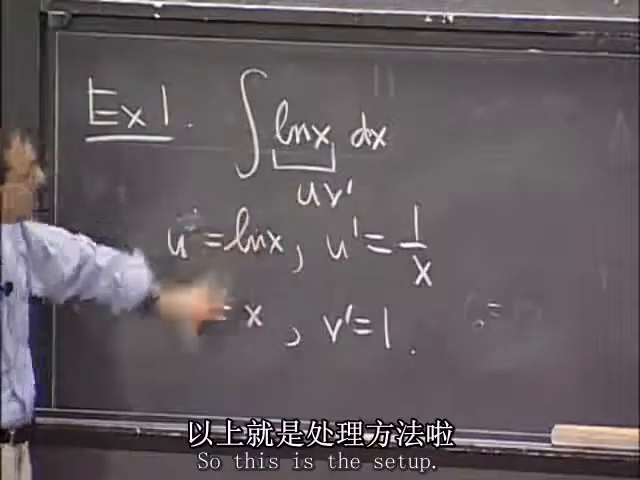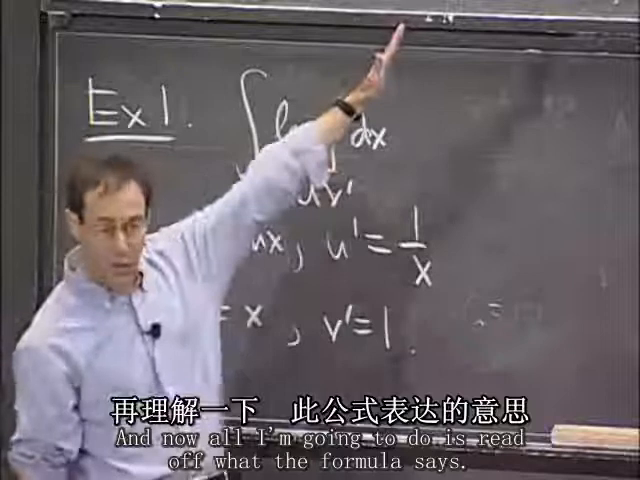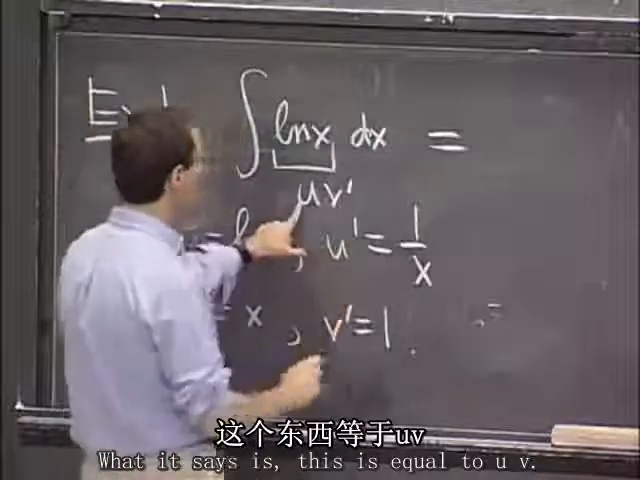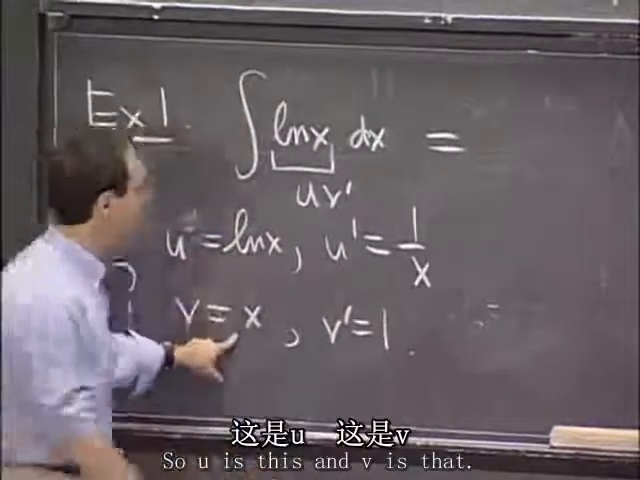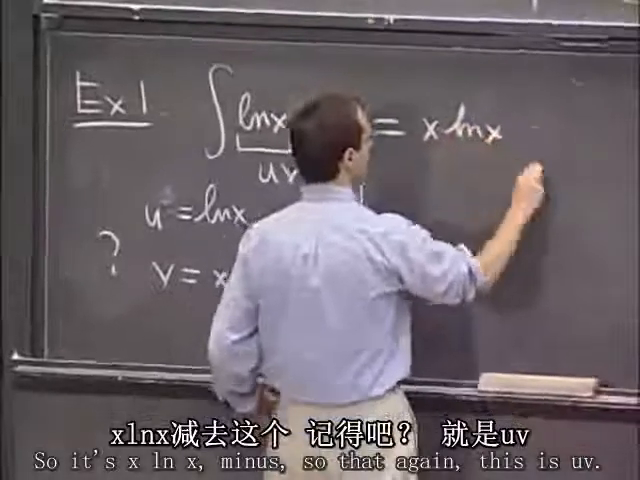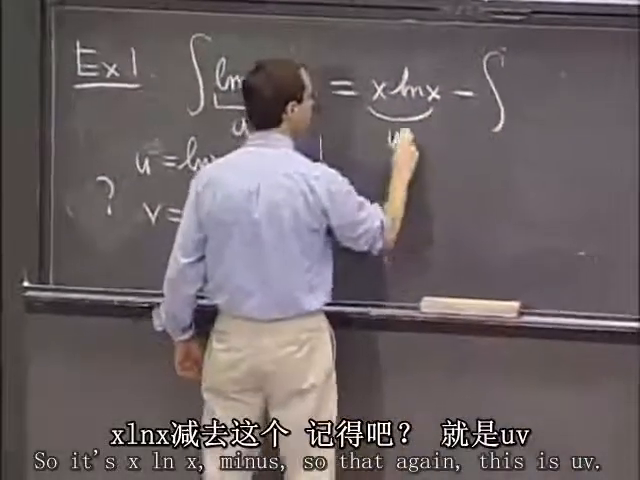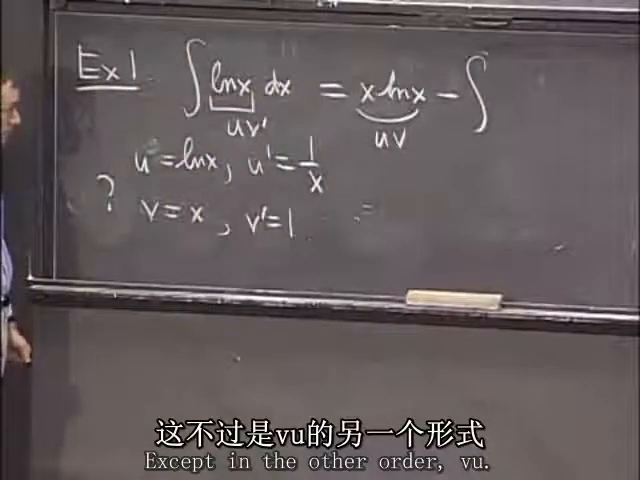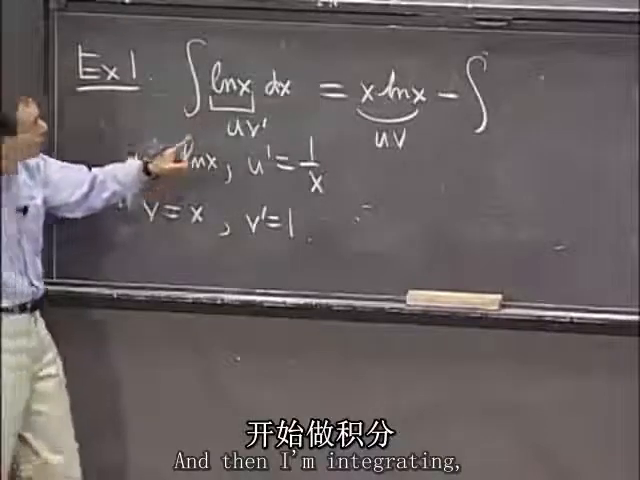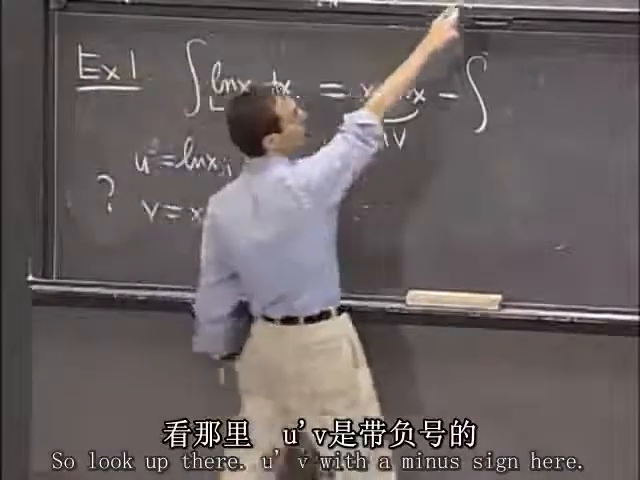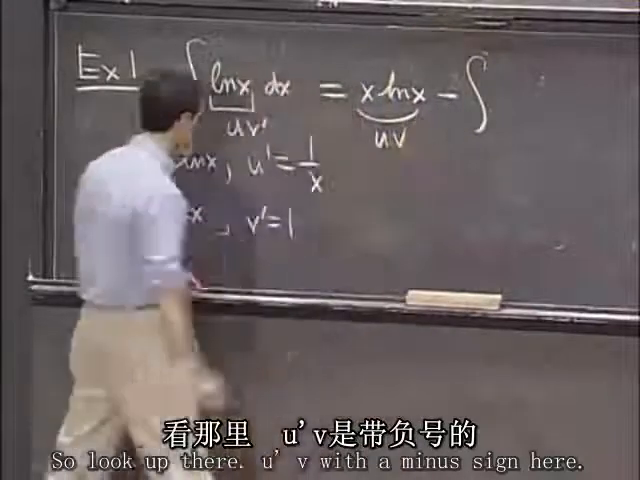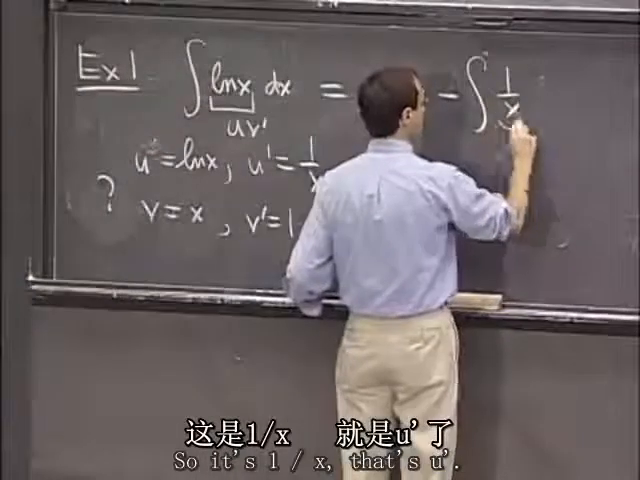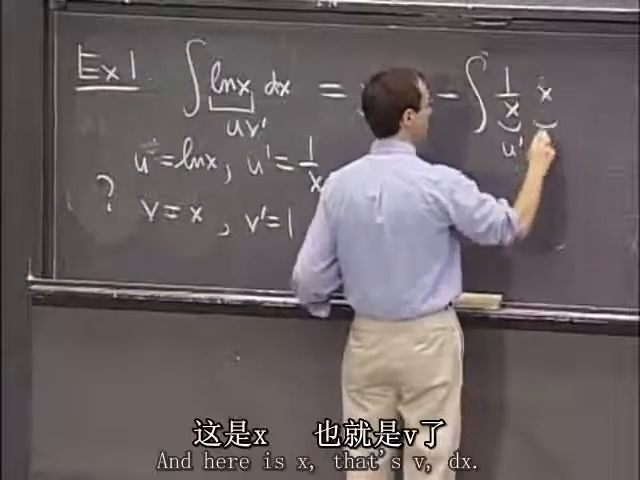So this is the setup, and now all I'm going to do is read off what the formula says. What it says is this is equal to u times v. So u is this and v is that, so it's x log x minus, so that, again, this is uv, except in the other order, vu. And then I'm integrating, and what do I have to integrate? U prime times v. So look up there, u prime times v, with a minus sign here. U prime is 1 over x, and v is x. So it's 1 over x, that's u prime, and here is x, that's v, dx.